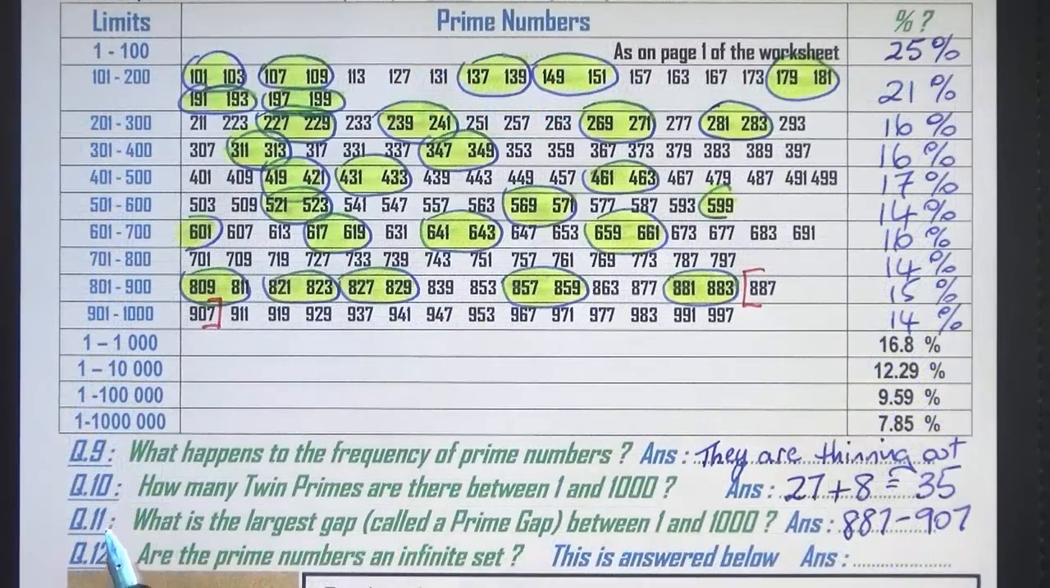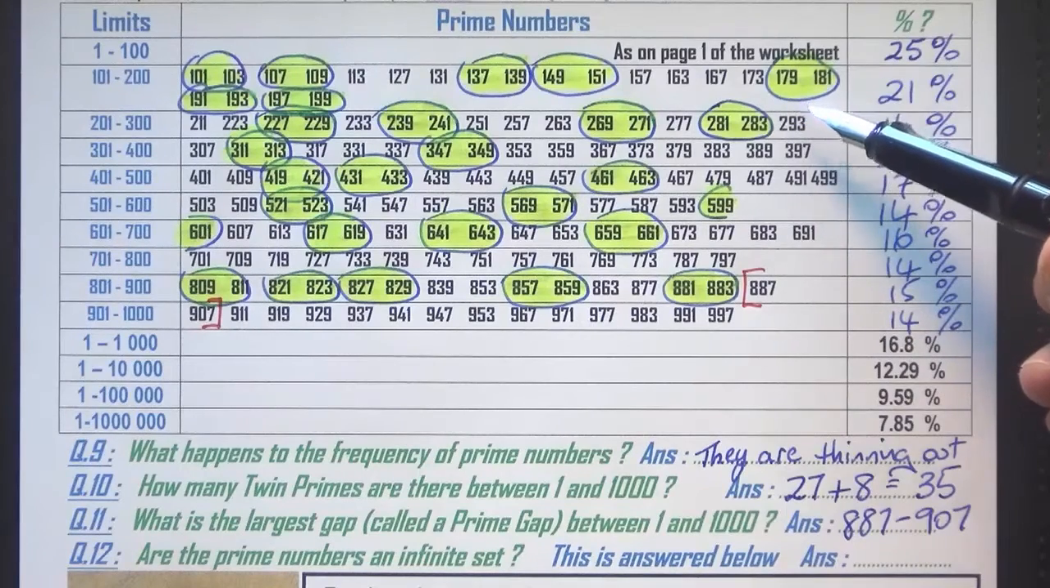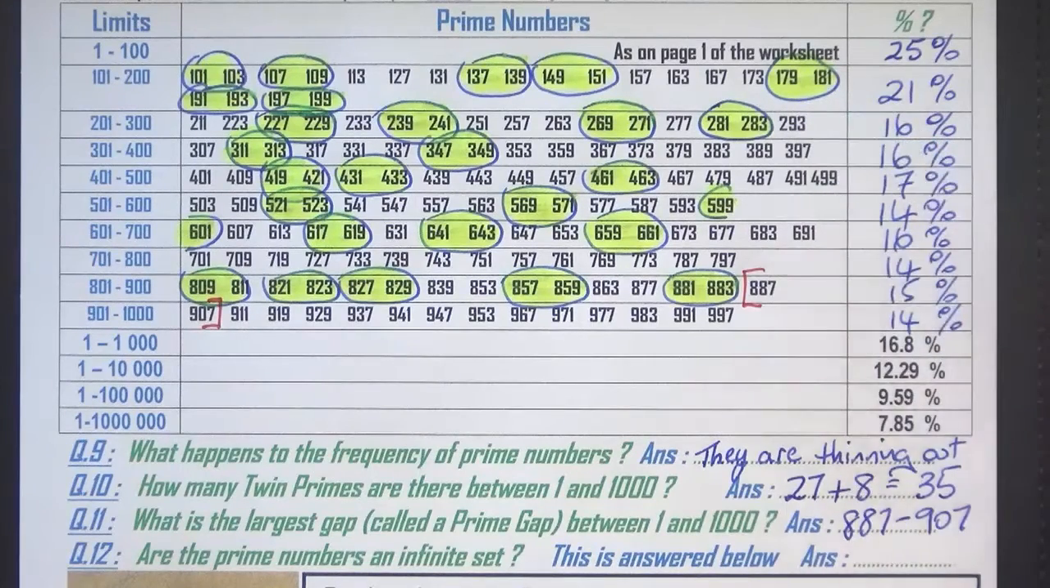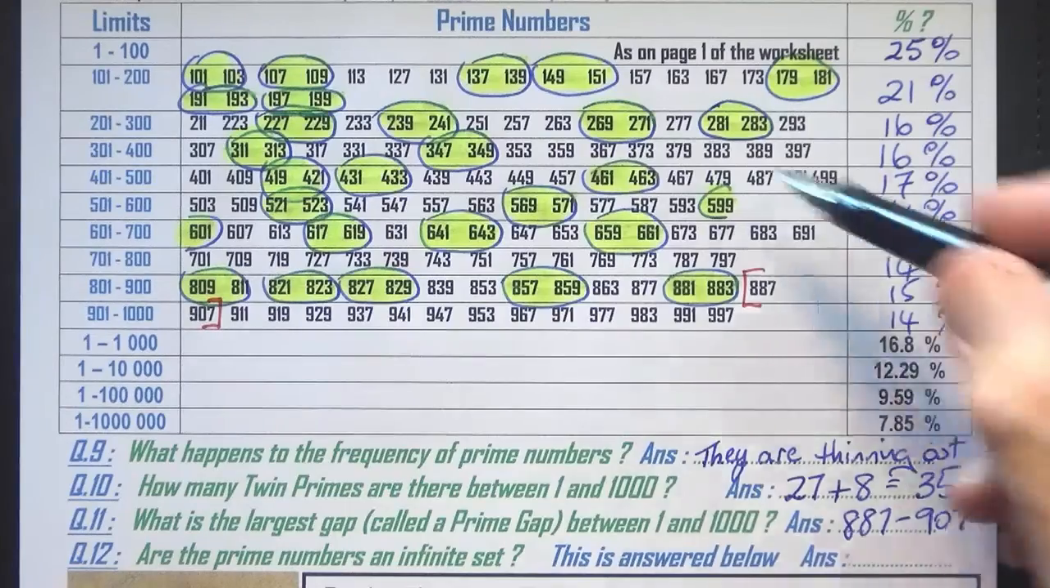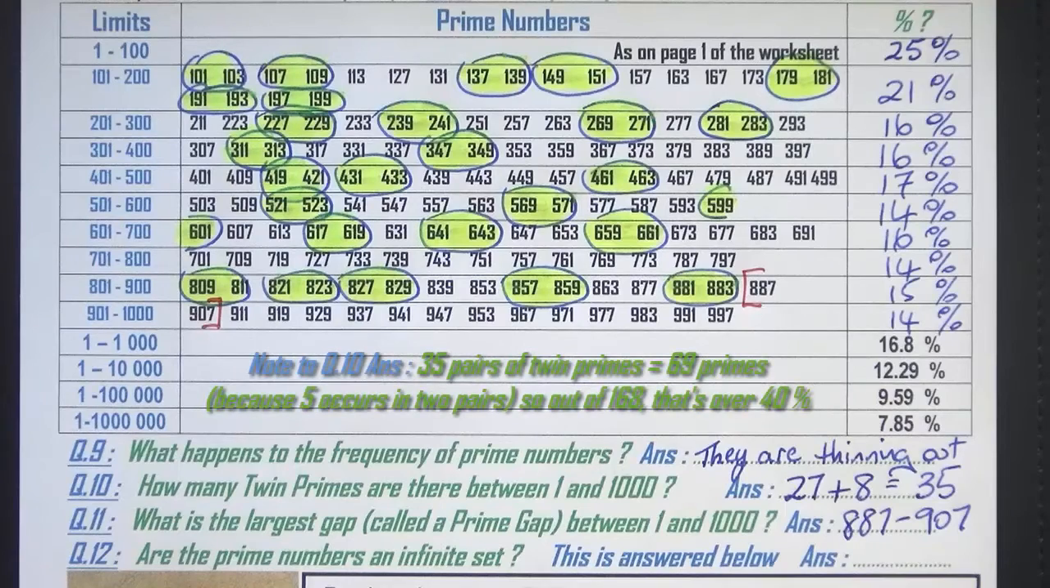Question 10 asks you, how many twin primes are there between 1 and 1,000? Well, on this chart here, I've marked all the twin primes, highlighted them. There are 27 there, and there were 8 between 1 and 100, you remember? So that is 27 plus 8, there are 35. There's really quite a number of them.